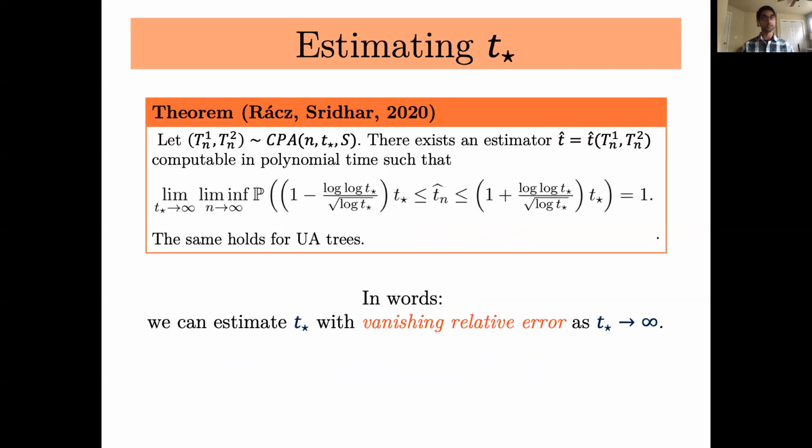Now that we've solved the questions of detection, we now turn to questions of estimation. In this theorem, we show that the correlation time T star can be estimated with vanishing relative error as the amount of correlation grows large.